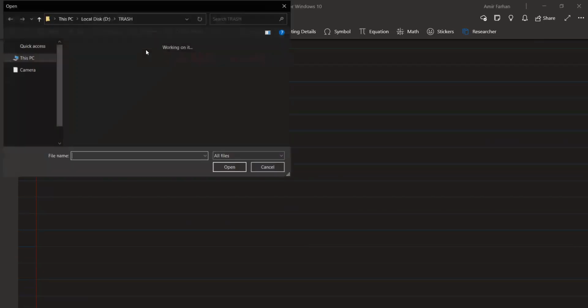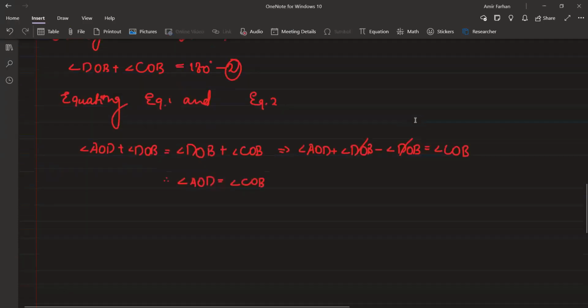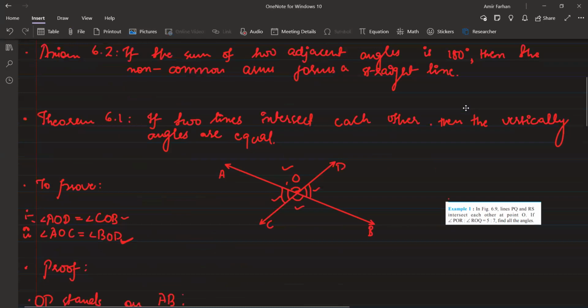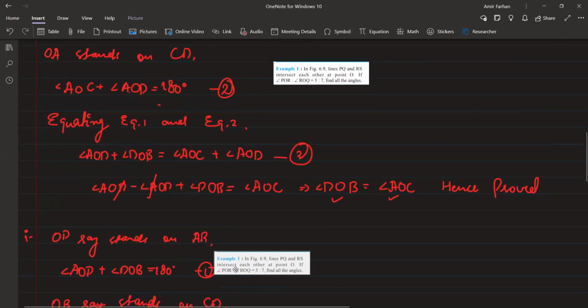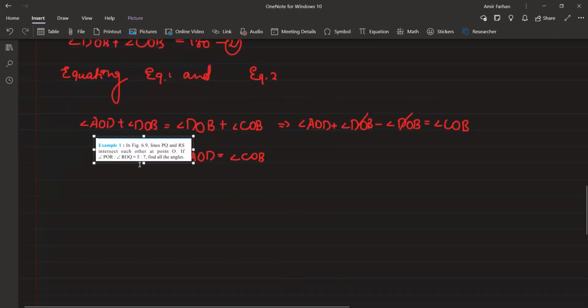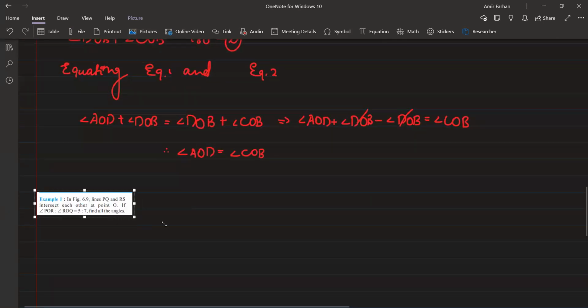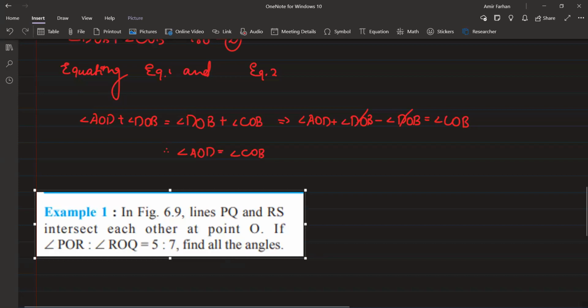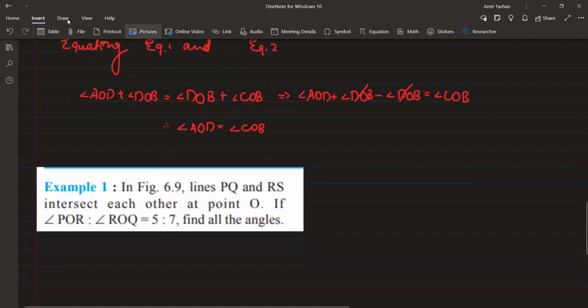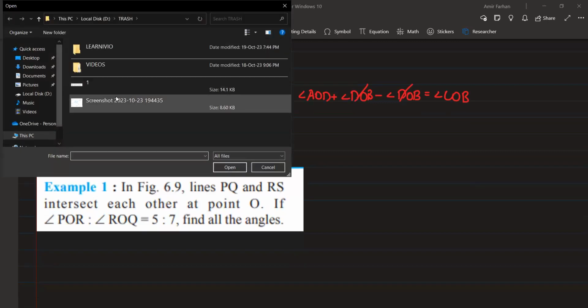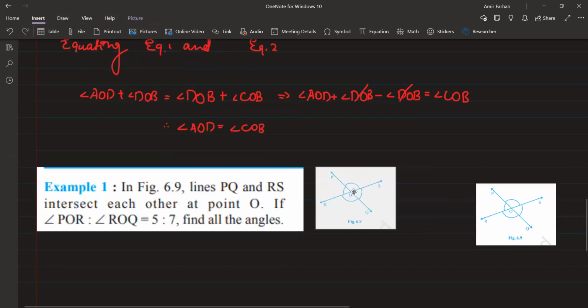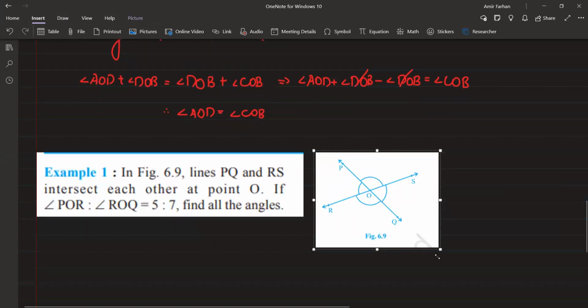Just a second. Let me paste the picture. The most irritating thing about OneNote is that we need to paste the picture somewhere else and it gets pasted somewhere else. But this is the best possible option to organize the notes, so I'm restricted to this. I don't think there is another app which helps you organize these kinds of things in a simple manner.